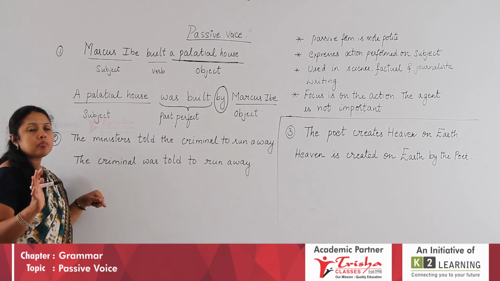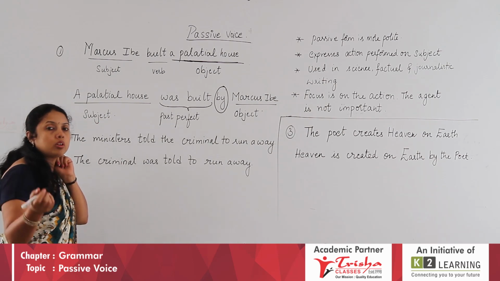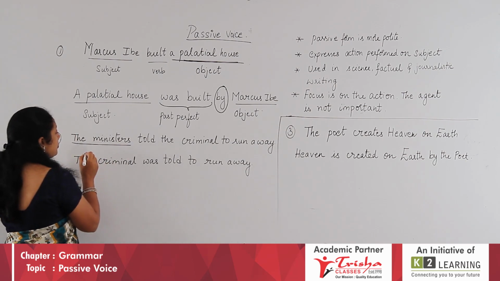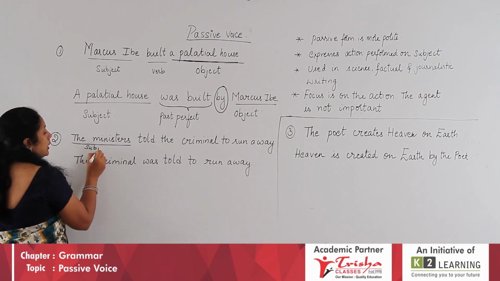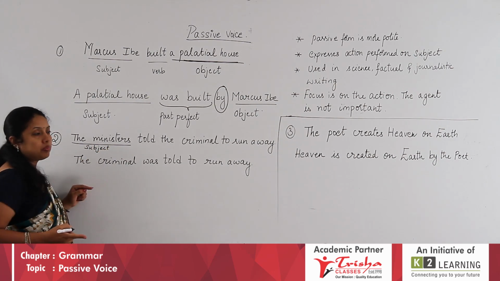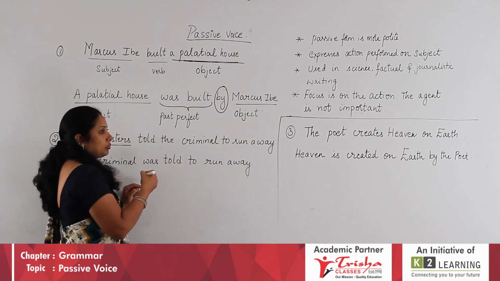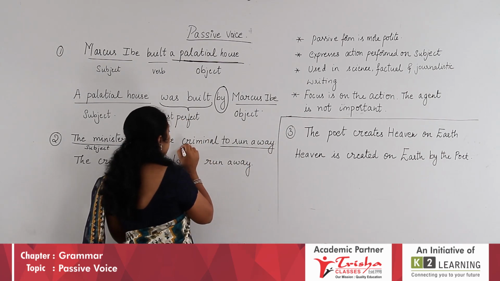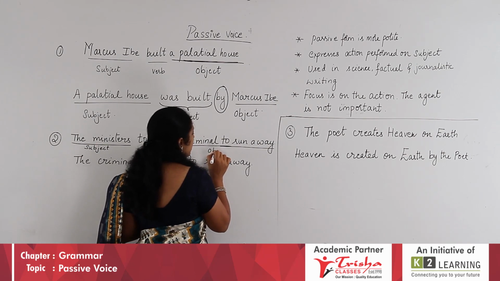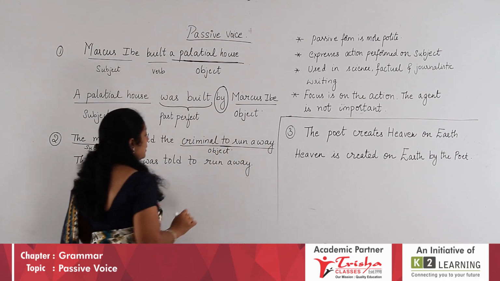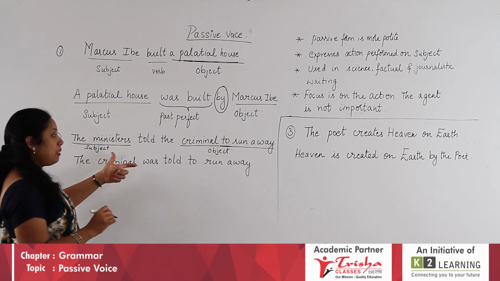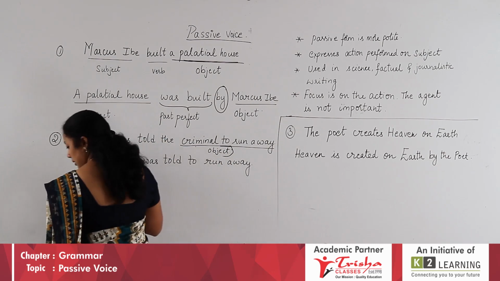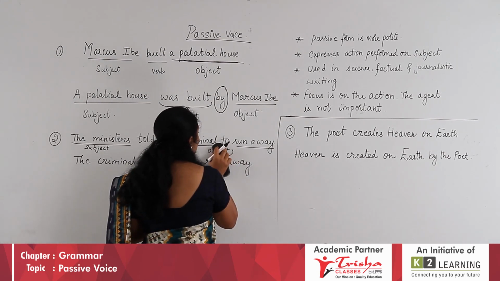Now let us quickly mark what is the subject and what is the object. The ministers become the subject. Who told? It is the ministers who told that. So they become the subject. And what did they tell the criminal? They told the criminal to run away. Criminal to run away becomes the object. And more so, it is the criminal who becomes the object. So the criminal is the object here.